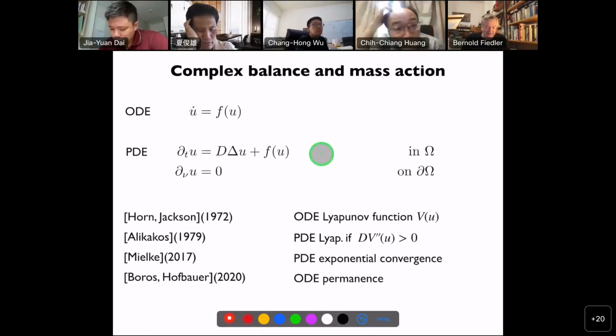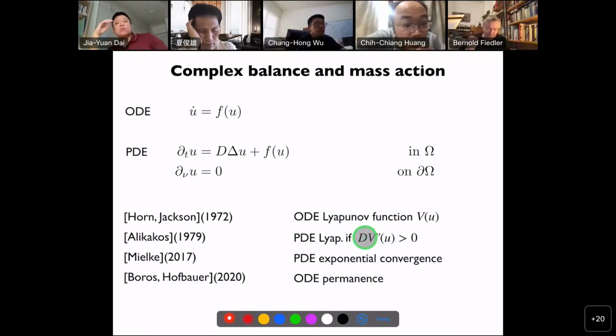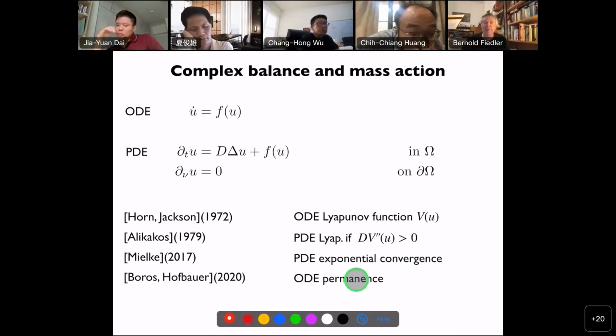When you have complex balance, you have an ODE Lyapunov function, and you have a PDE Lyapunov function. Mielke himself showed that even in the PDE, when you have coupled systems, if the coefficient matrix is the identity or behaves well with the Hessian of the relative entropy, you have exponential convergence to equilibrium. Boros and Hofbauer showed that certain concentrations cannot die out under additional conditions, ODE permanence, which is something much sought after in population dynamics. So you have boring dynamics, convergence to equilibrium.